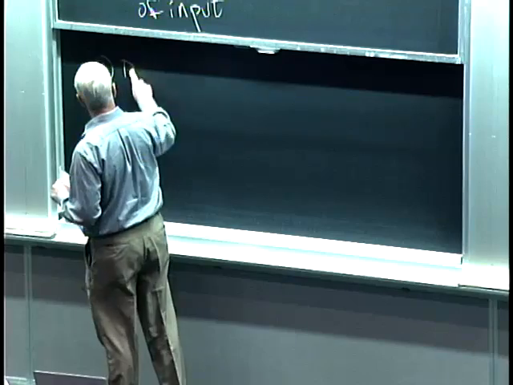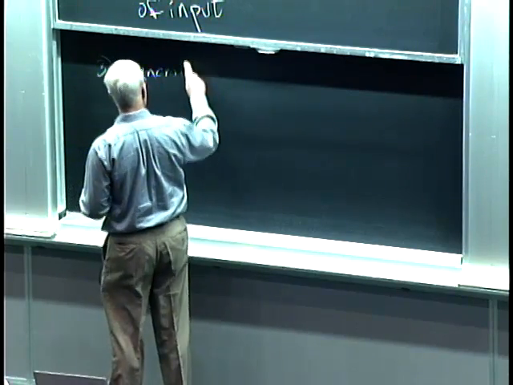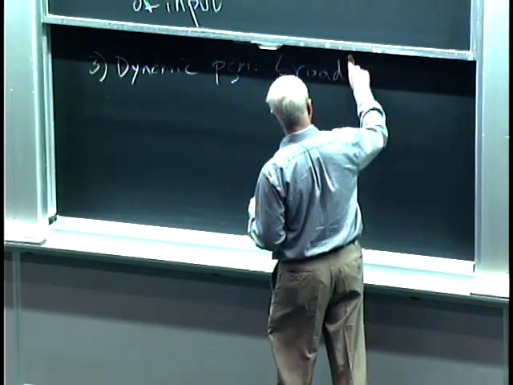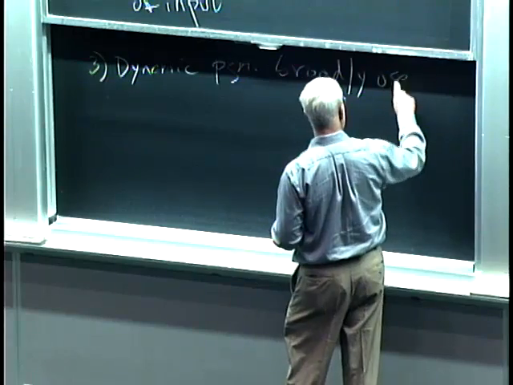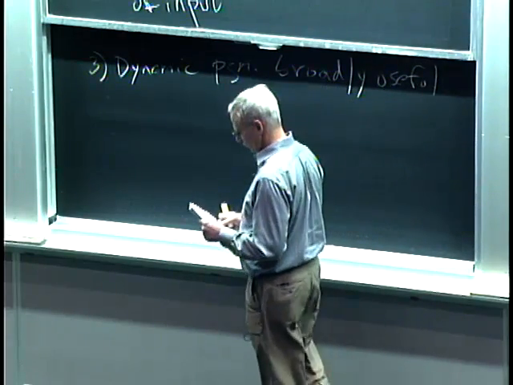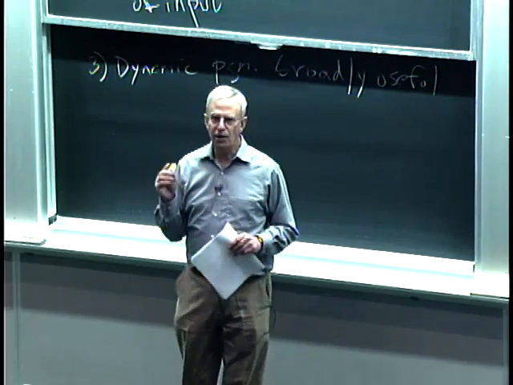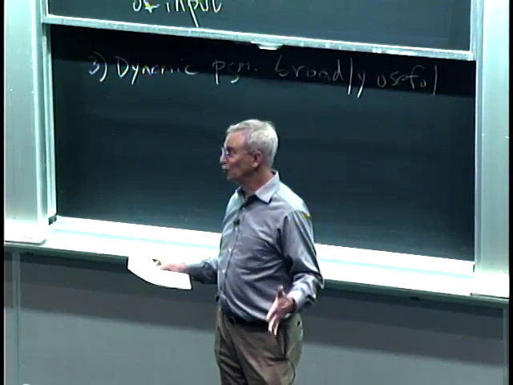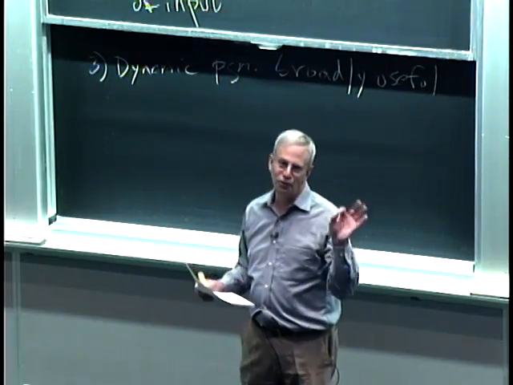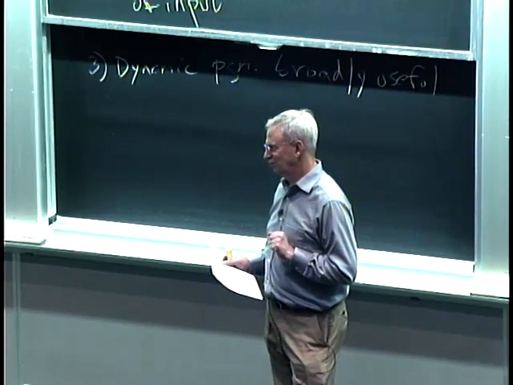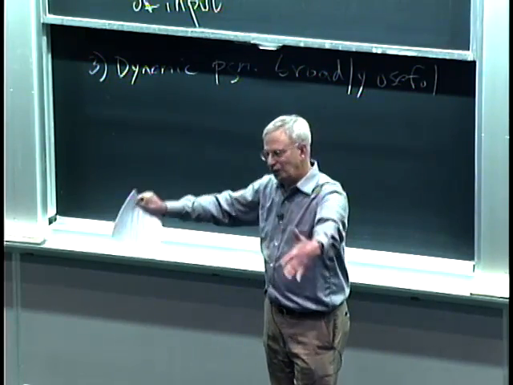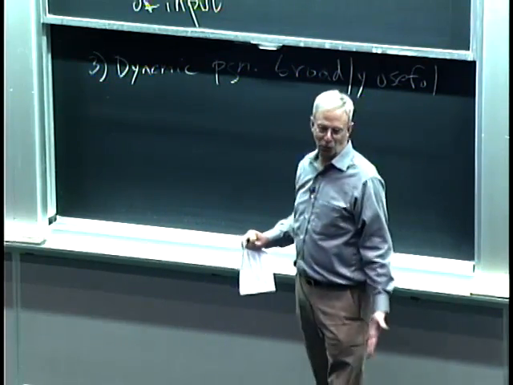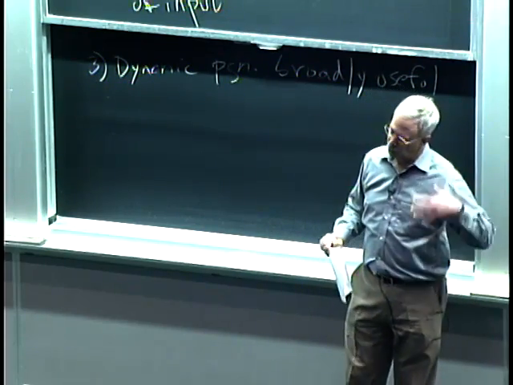Three, dynamic programming is broadly useful. Whenever you're looking at a problem that seems to have a natural recursive solution, think about whether you can attack it with dynamic programming. If you've got this optimal substructure and overlapping subproblems, you can use dynamic programming. So it's good for knapsacks.